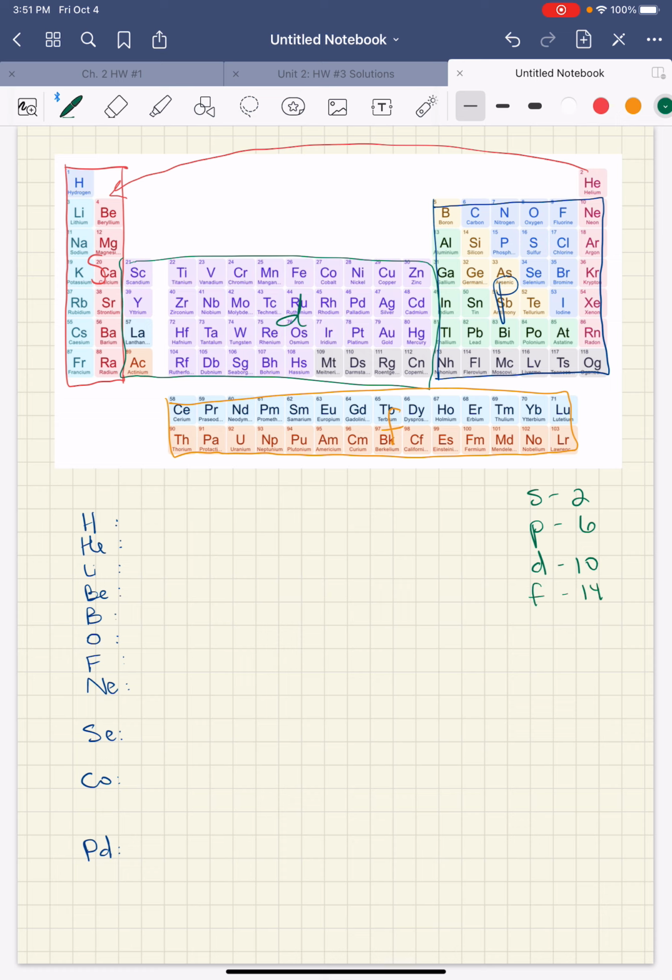hold 14. So when we start doing an electron configuration, you are always going to start back at the beginning with hydrogen, and we go in order from lowest energy orbital to highest energy orbital. We always follow the same pattern. So 1s, 2s, 2p, 3s, 3p, 4s.